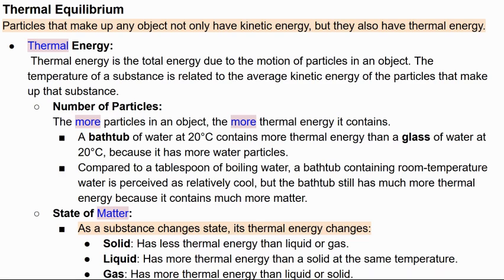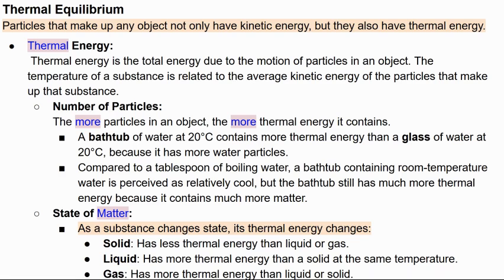Okay, now we're going to talk about thermal equilibrium. Particles that make up any object not only have kinetic energy, but they also have thermal energy. So thermal energy is the total energy due to the motion of particles in an object. The temperature of a substance is related to the average kinetic energy of the particles that make up that substance.